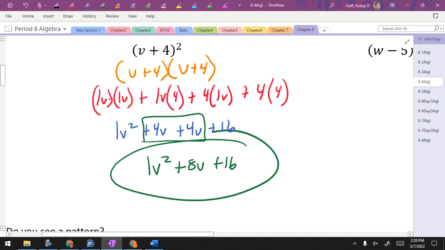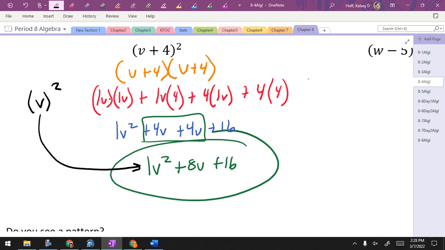Thatcher? You could just take that first term. Okay, so if I just took V and squared it, everybody see what he's saying there? If I just took V and squared it, I would get 1V squared. Okay, so far so good. Meg? 4 squared would get me 16.